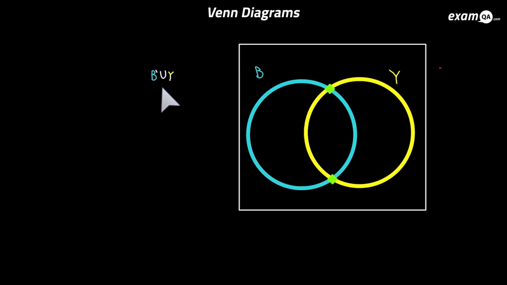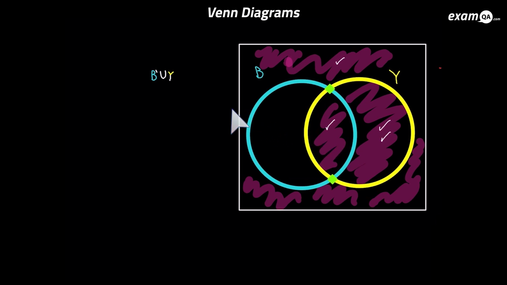Okay, now we've got not B or Y. So we're going to do the same tick method. Let's tick every case where it's not B. And let's tick every case where it's Y. Now let's think about the question. It said not B or Y, so it could be either. So we just shade any place which has got a tick, whether it be 1 or 2. Okay, so let's go to the next one.